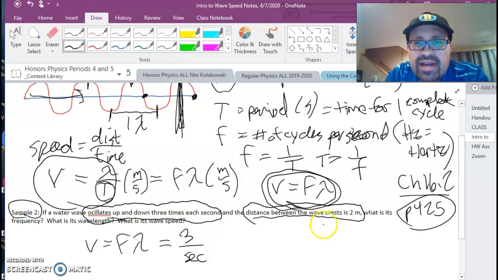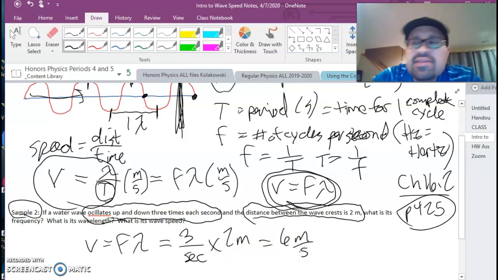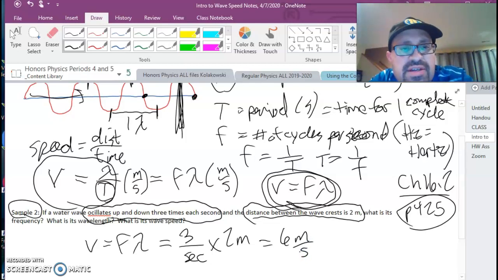And if you multiply that by this wavelength here, 2 meters, you can see the units are going to work out for us here. It's going to be 6 meters per second. And that should be the speed of the wave. So I think in the process there, we answered all the questions. What is its frequency, wavelength, and wave speed?